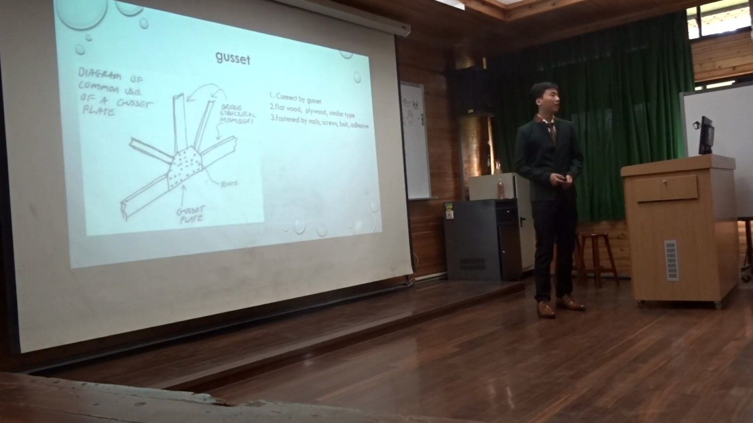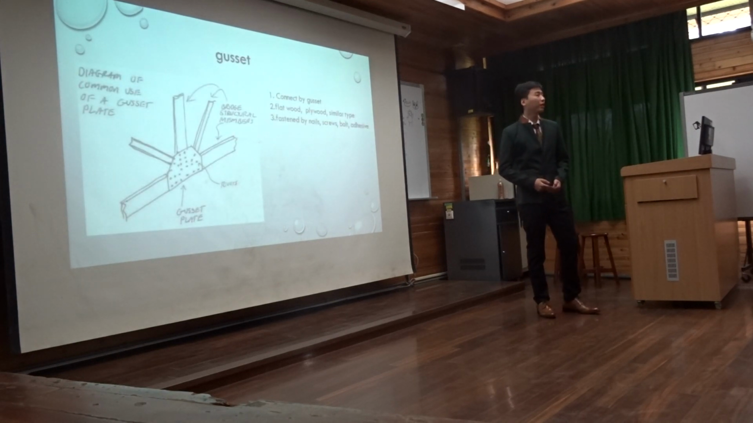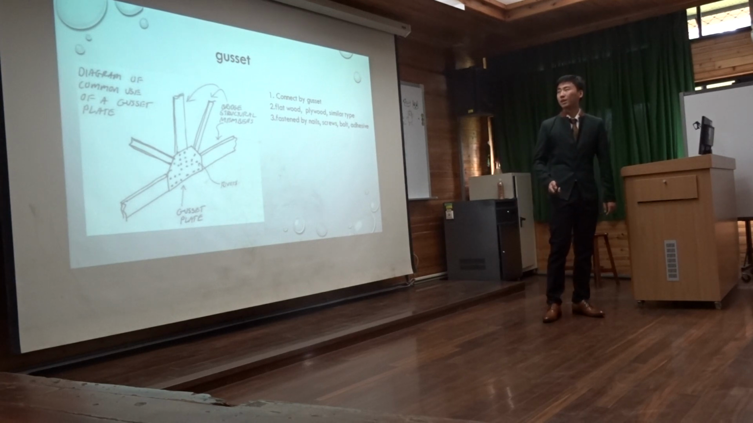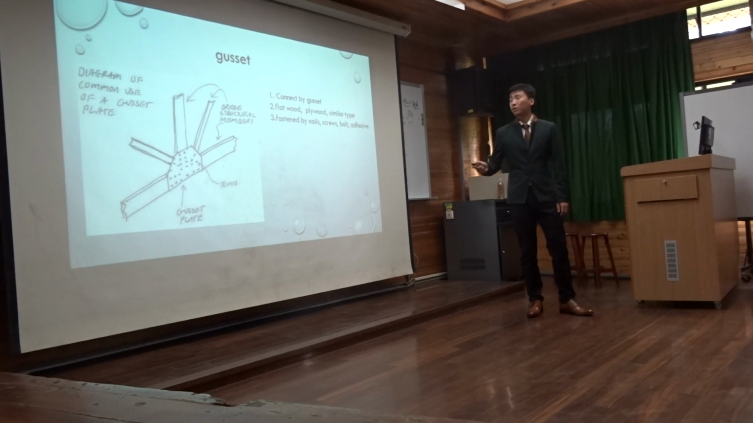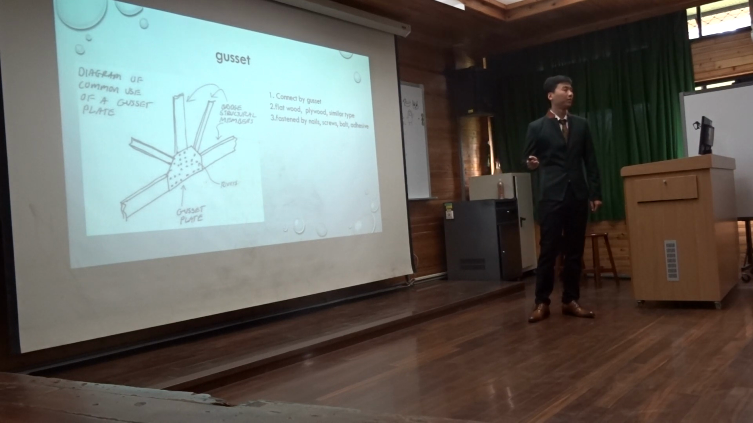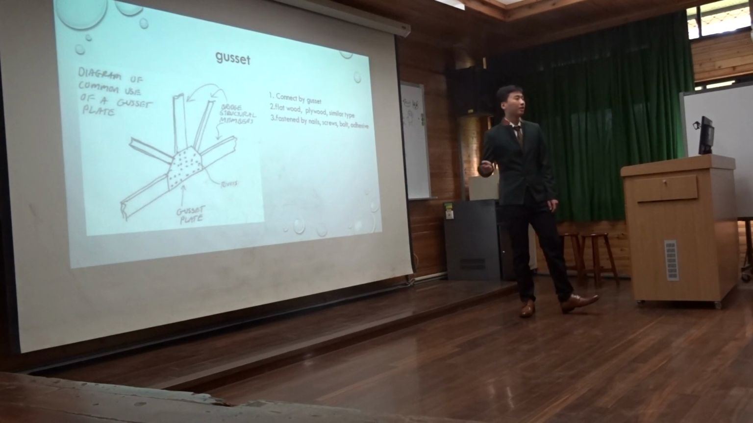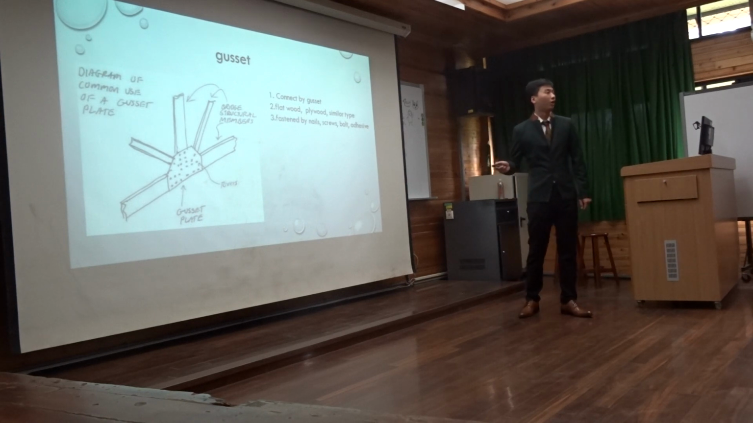As I said, the simple truss is an assembly of members forming a rigid framework of triangular shape. These members always connect at the joint by the gusset. Gussets are flat wood, plywood, or other similar type members. They are fastened to the truss by nails, screws, bolts, or adhesives.